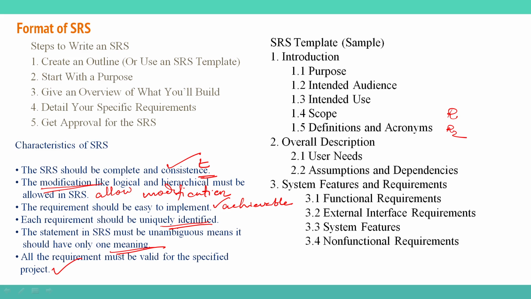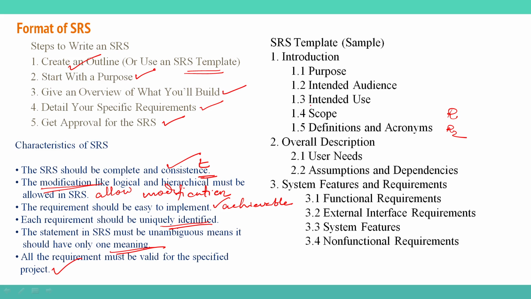Then how to write an SRS? First you create an outline. This outline can be taken from some templates. Then start with the purpose. Why are we developing this software? Give an idea of what you will build. Then what are the specific requirements of that product, and finally get the approval of the SRS. So this is a sample template.